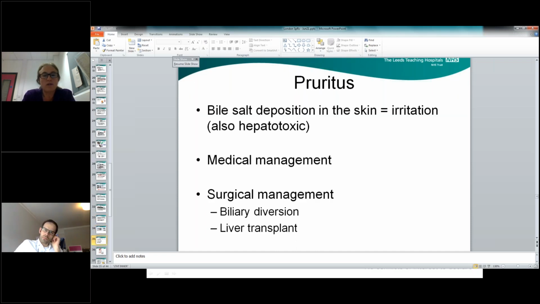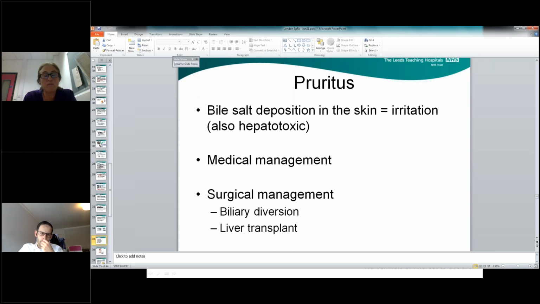Pruritus, I'll just whiz through, but the main reason is the bile salt deposition in the skin, which can be really irritating, and that's because bile salts are basically detergents designed to solubilize fat in your diet. It's a bit like sticking your hand in a bowl of washing up liquid and leaving it there for a week or two. You would be very itchy, and that's the problem that we find.